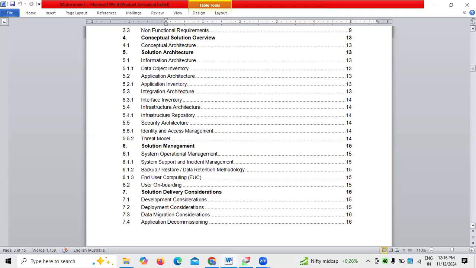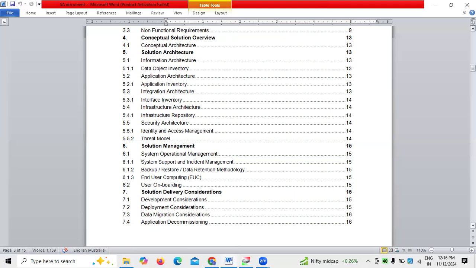And what is the methodology that we are following to manage and restore the data and backup, right? How are you backing up the data? How are you restoring the data? How are you doing the data retention? These things you must be knowing. Next, end user computing followed by user onboarding. All these things come under solution management.